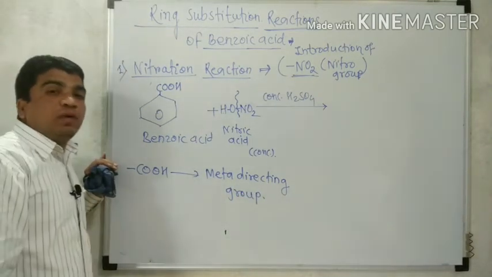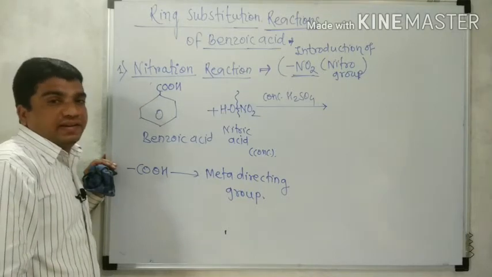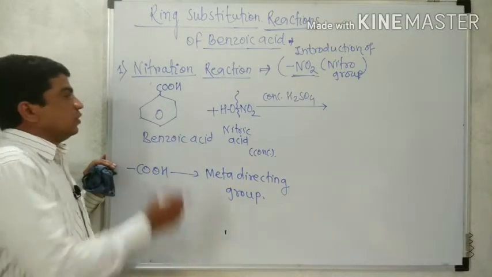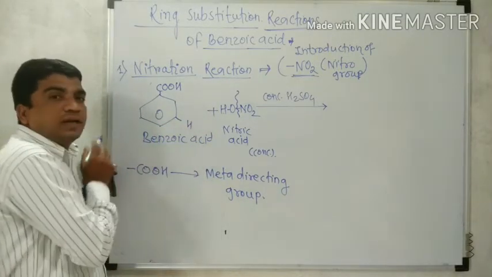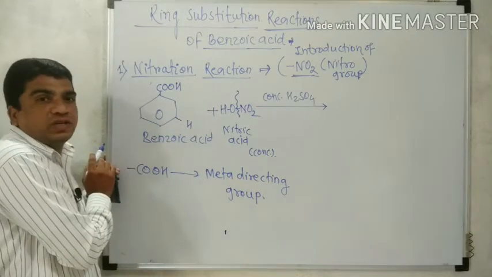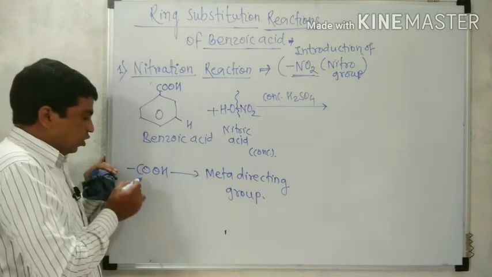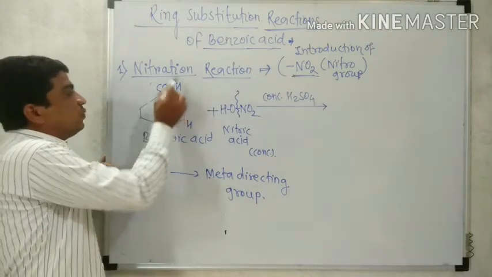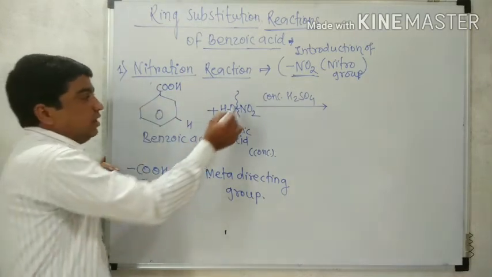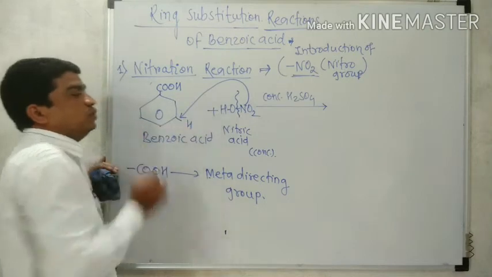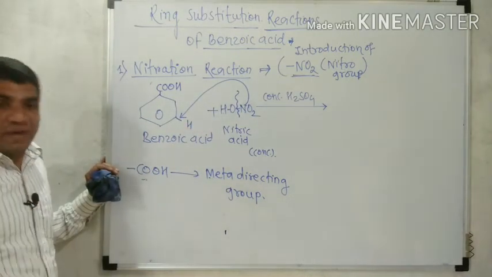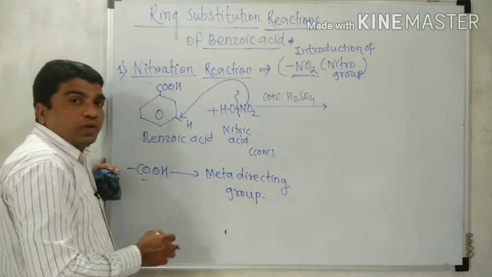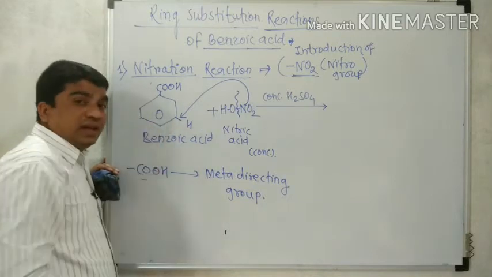It means any group when added in the structure of benzoic acid, that group prefers the meta position. So we know that this is the meta position, and the meta position also contains one hydrogen atom. Because COOH is a meta directing group, it prefers to add the incoming group to the meta position other than ortho and para. The reagent group is added only at the meta position.